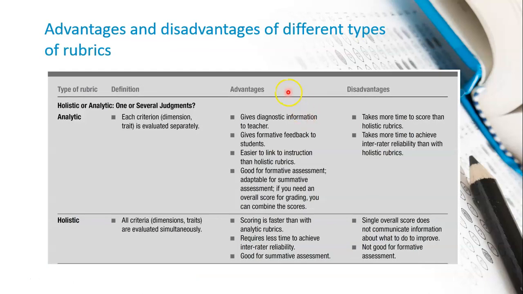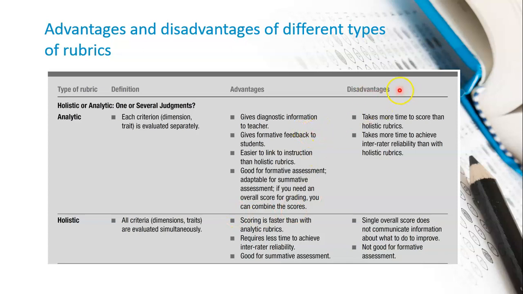Right, so these are a few advantages and disadvantages of the different types of rubrics. For analytic, the advantage is that you can provide diagnostic and formative feedback to the students. So it is very useful for formative assessment, but you can also use it for summative assessment. You can use it for both.